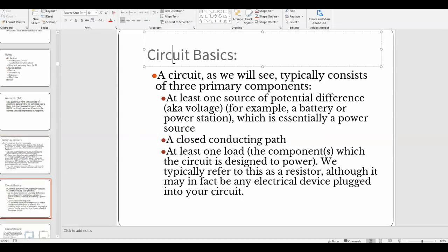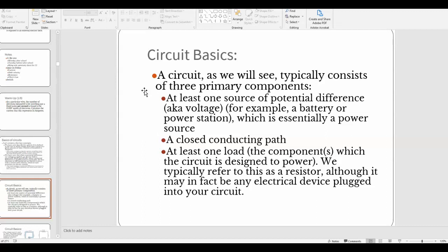But when you talk about what constitutes a circuit, it typically consists of 3 primary elements. You have to have at least one source of potential difference, one voltage source, and that could be a battery, or a power station, a power supply, but some source of potential difference, which causes the current to flow. You have to have a closed conducting path, meaning you have to have a path for the charged particles to move along.